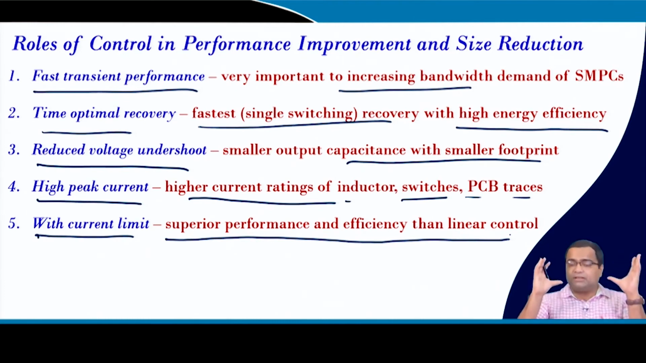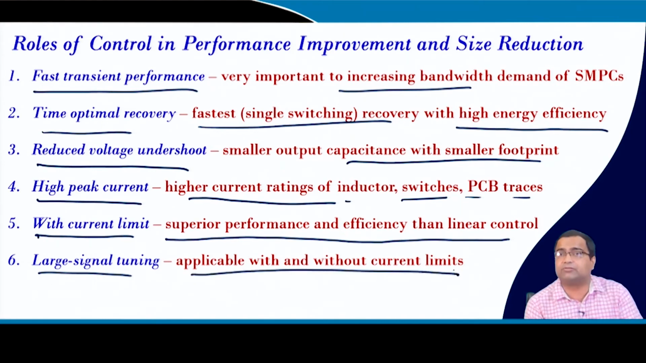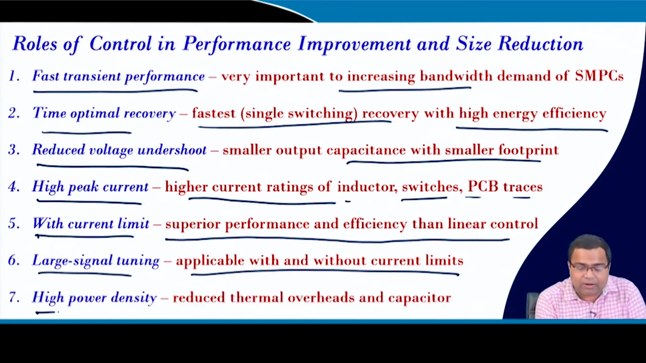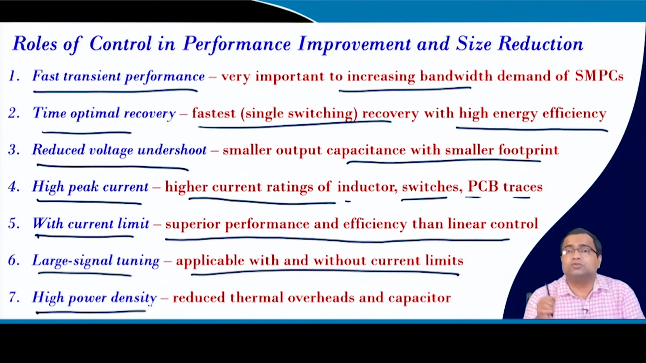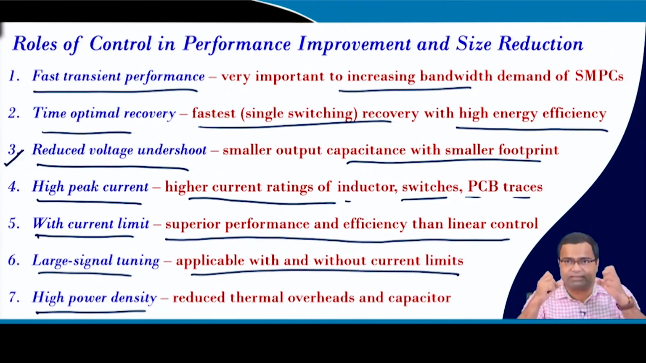with current limit, because here we are not considering the small signal duty ratio variation, we are allowing the duty ratio to saturate. The large signal tuning is applicable with and without current limit, that we have discussed and demonstrated using simulation as well as the experimental result, and high power density is achievable because in this method we can reduce the undershoot. So, as a result the capacitor size can be reduced.